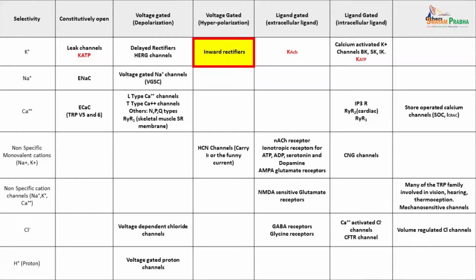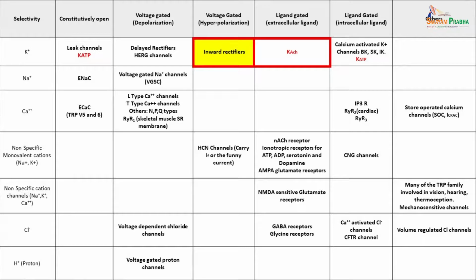So now let's discuss the different inward rectifier channels that are seen commonly in the body, and we're talking about inward rectifier potassium channels. These are primarily two channels. One is the K-ATP channel, which is shown in red. The second is the K-acetylcholine channel, or the K-ACH channel, which is shown in here.